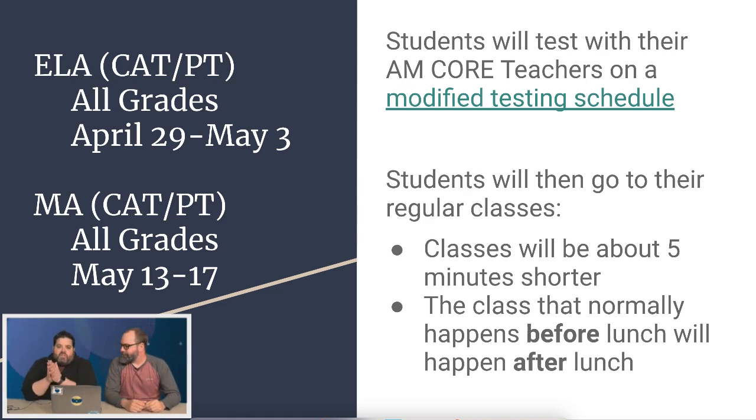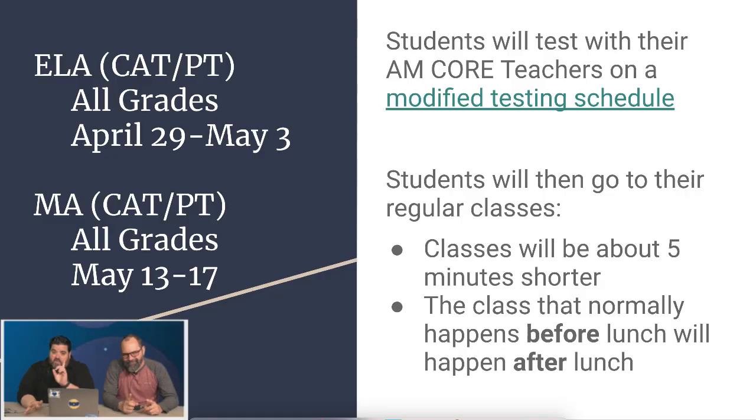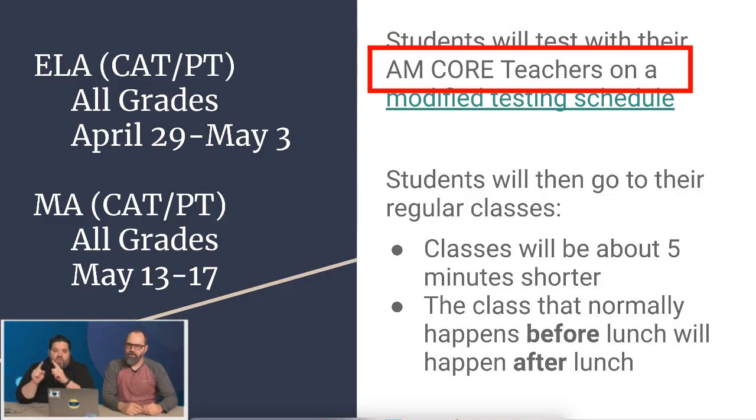This was the number one question I got: when are we doing this testing? You're going to be testing with your AM core class. Not necessarily because we're talking about a new time schedule, but in your AM core class. So for 6th and 8th graders, that's first period. You'll be sitting in a room with your first period class. It'll feel normal in the morning. For 7th grade, that's going to be your 3rd period class. So in the morning, you'll go straight to your 3rd period class.